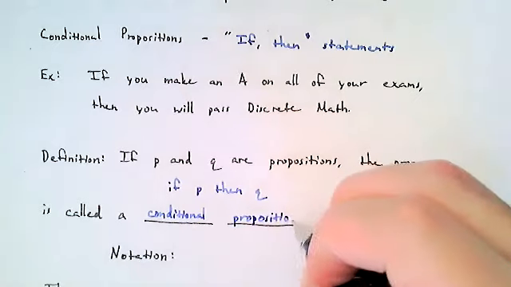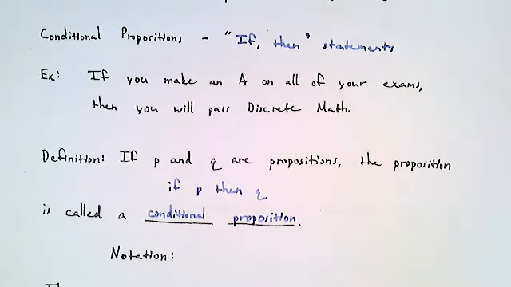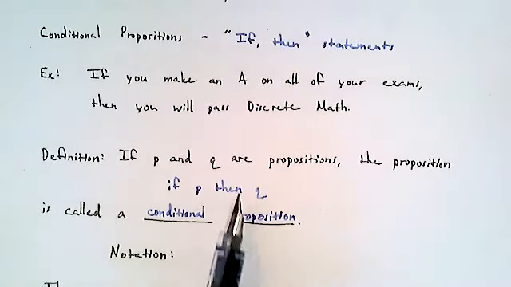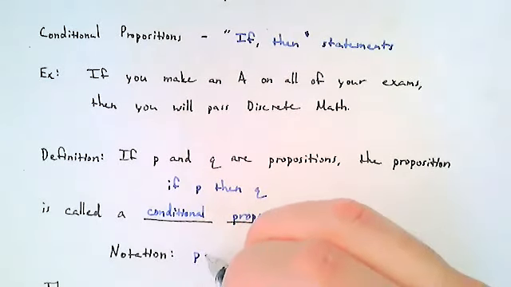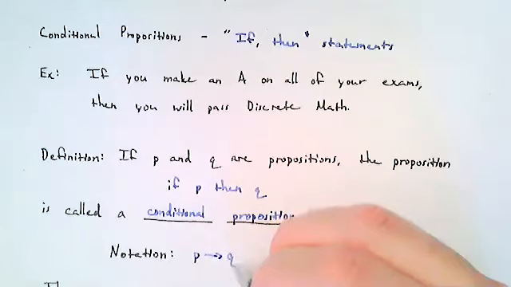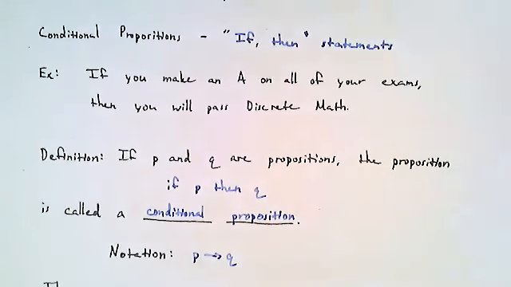And we're going to get a little bit of new notation. Instead of writing out the English all the time, usually what we'll do is write this. So P, and then an arrow pointing to the right towards Q. So if you ever see this symbol, it means if P, then Q.